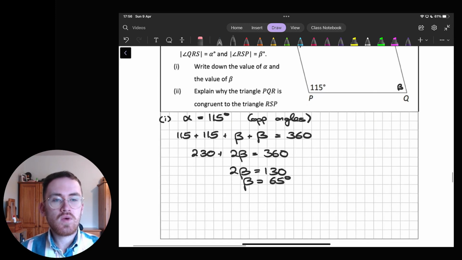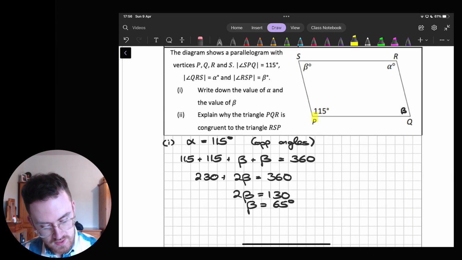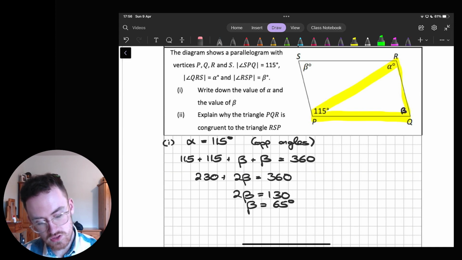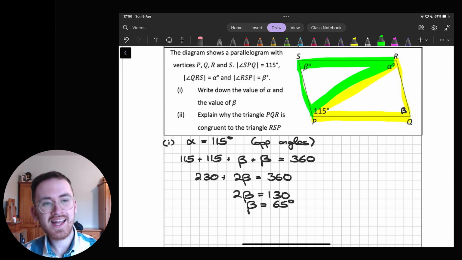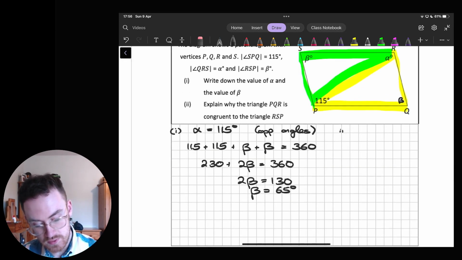Now we need to explain why the triangle PQR, so let's draw in that triangle, so that is this, this, and down here, is congruent to the triangle RSP. And again, this is one that we saw in the last part. We saw this in the example that we were looking at.